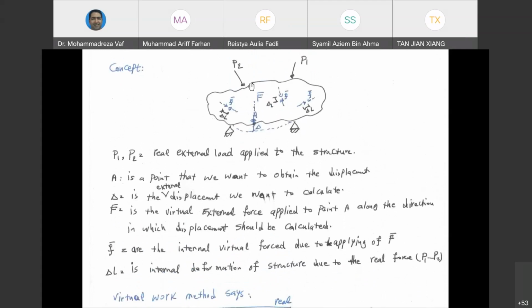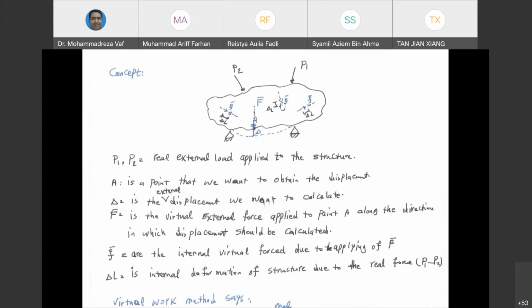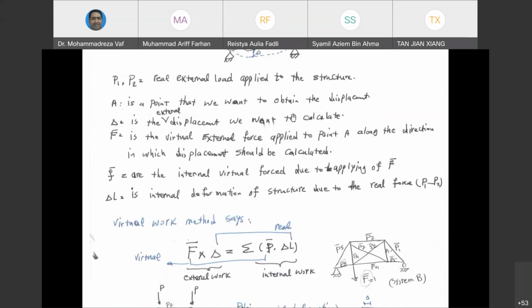One structure is going to be the real one under the real force. From this structure, we are going to calculate the deflection inside our member. So delta L is going to be calculated due to the force that comes from external loads. The second structure is going to be another structure similar to the first one without the external forces, and we are going to apply only F bar. And due to that F bar, we are going to calculate how much the internal forces are, which we call small F bar. If you multiply those small F bar to their deflection and you sum it up, it's going to equal big F bar multiplied by delta.